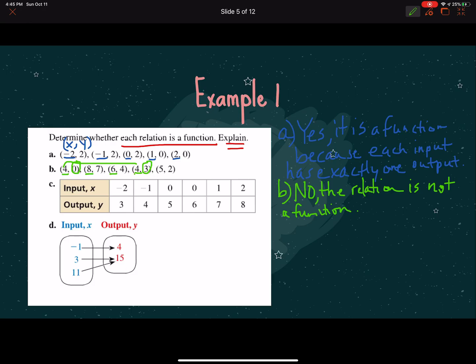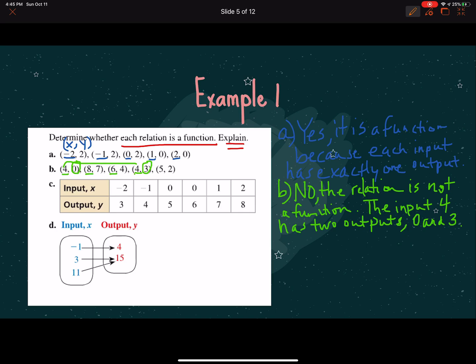And I can put my explanation in a separate sentence. So I could say the input 4 has 2 outputs. And I could restate those 2 outputs, 0 and 3. So that's another way you can explain why this relation is not a function.